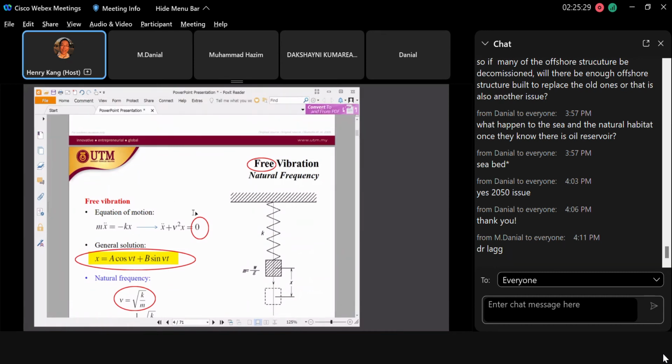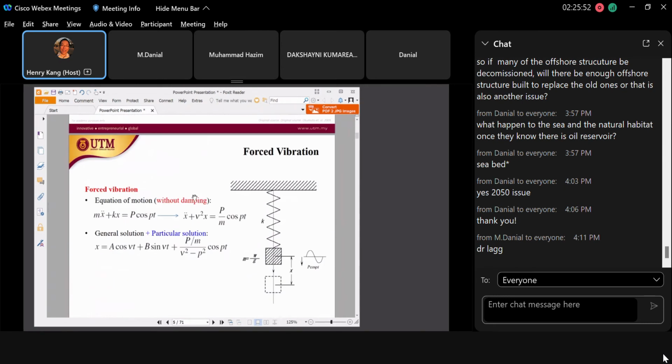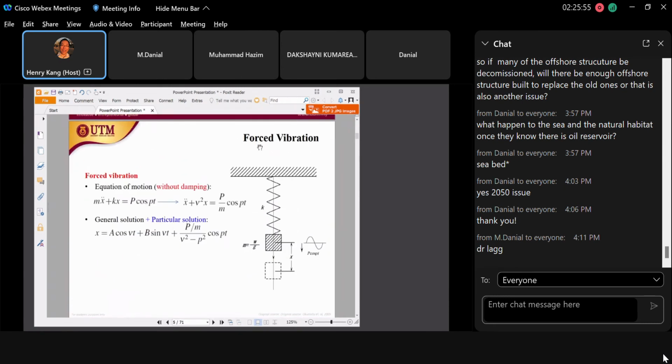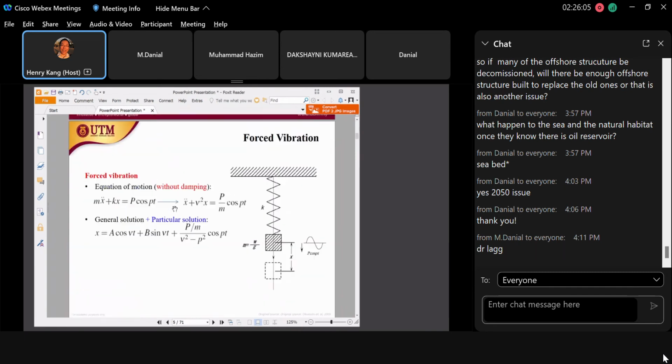Okay, so F(t) is equal to zero, which means no external excitation, no excitation from outside. In this case, it is related to the so-called free vibration. Then how about the forced vibration? Forced vibration is a concept in comparison with the free vibration. So for forced vibration, F(t) is no longer equal to zero.